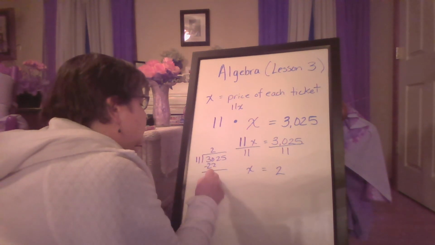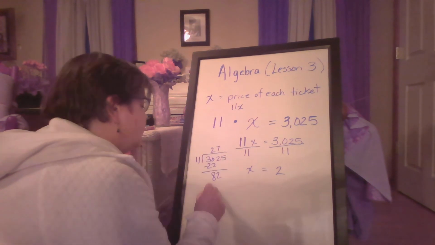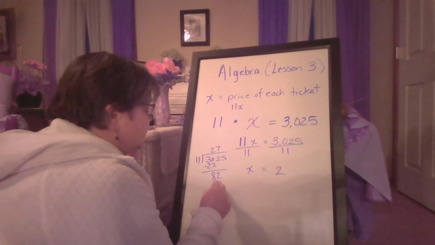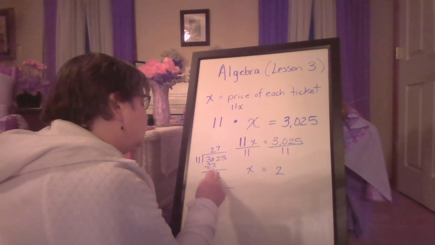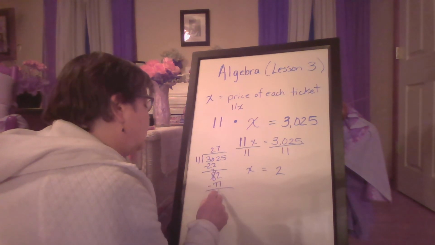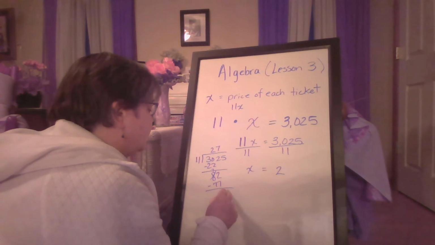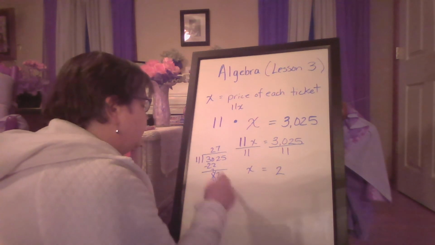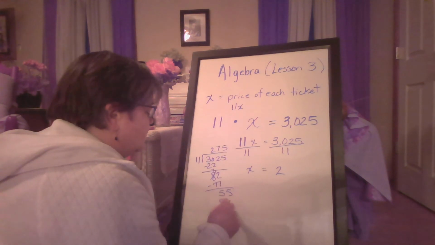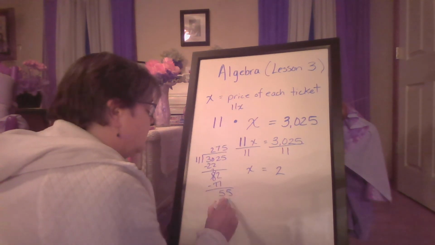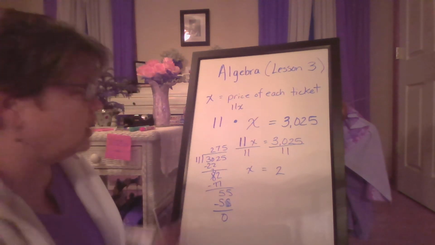Do that. I subtract that and get 8. I bring down my 2. And I have to put a 7 in there because 7 times 11 is 77. And I subtract. All right, 7, 8, 9, 10, 11, 12. And I bring down another 5. 11 into 55 is 5. There you go. There's my division problem.